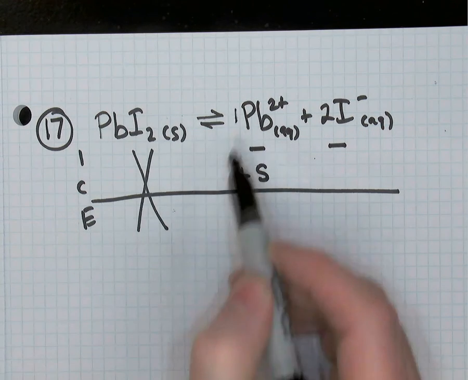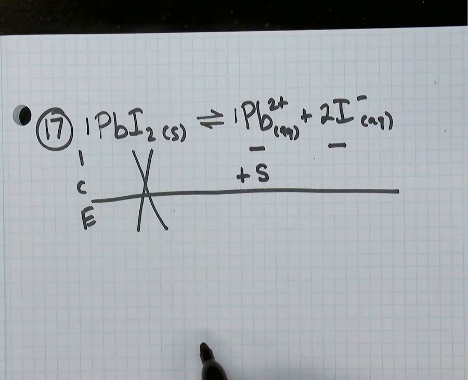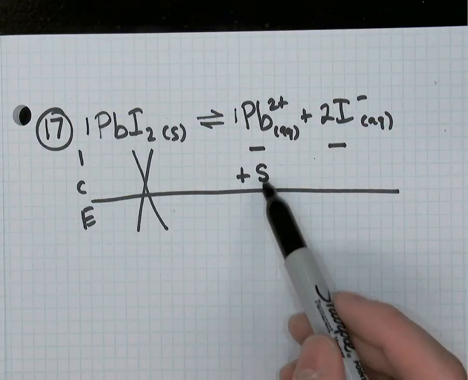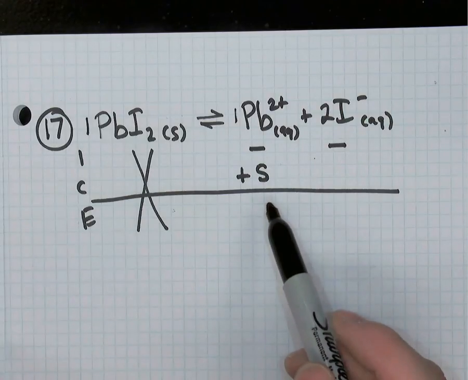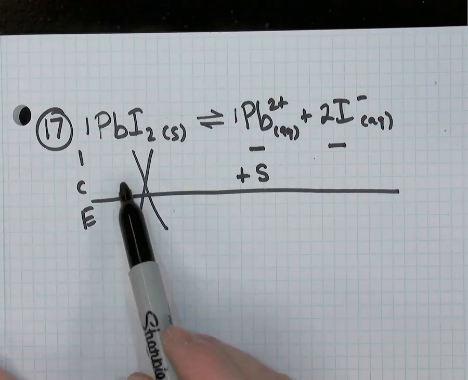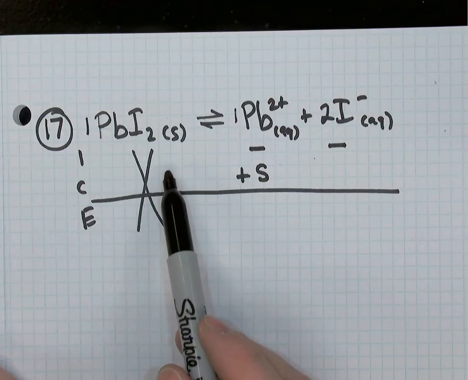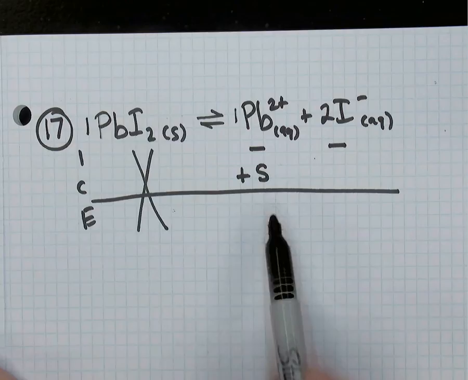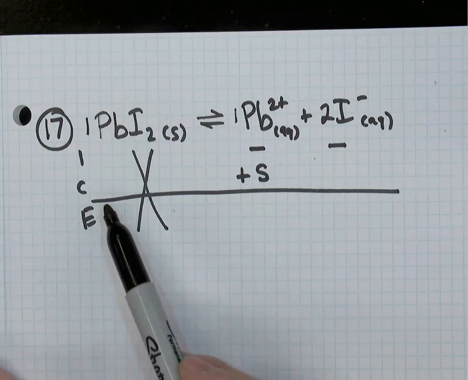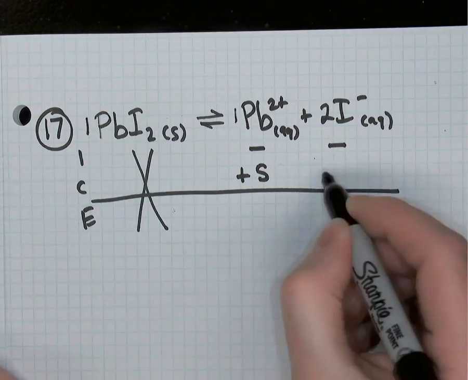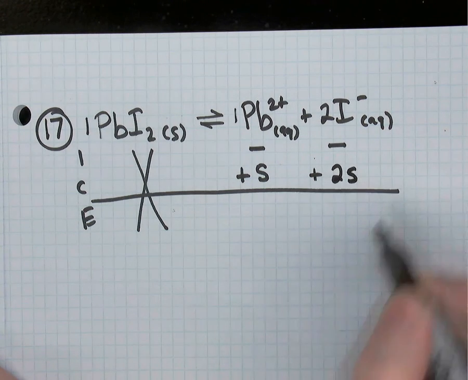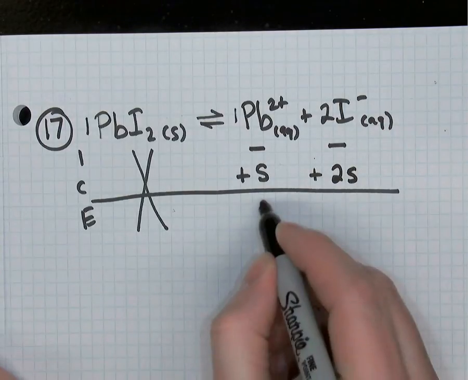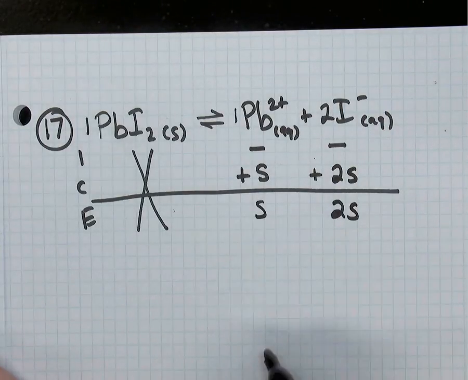Since you get 1 mole of lead for every 1 mole of lead iodide that dissolves, then the lead's concentration, in moles per liter, will be the number of moles per liter of lead iodide that dissolved. So in other words, lead's concentration in the saturated solution is the solubility of the salt as well. The iodide concentration also increases, but because there's a 2 there, it'll increase by twice as much, so 2S. And at equilibrium, we have S and 2S in the saturated solution.